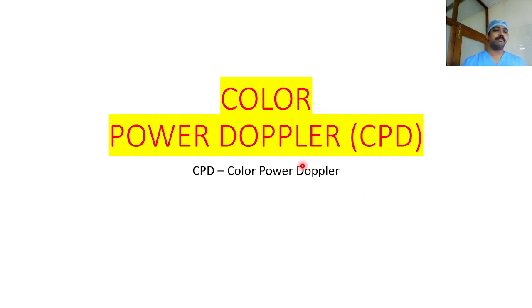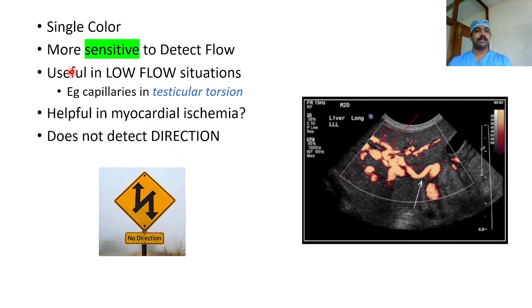So next is the power Doppler, or otherwise called the color power Doppler, CPD. In power Doppler, it will detect only the flow. It will not detect the direction in which it is flowing. But it is more sensitive to detect the flow. So this is used in very low flow situations, where we want to see whether there is any flow or not. An example is in testicular torsion, where we use the power Doppler.